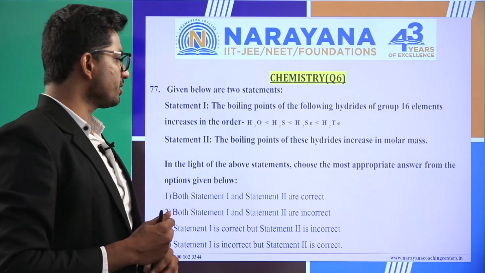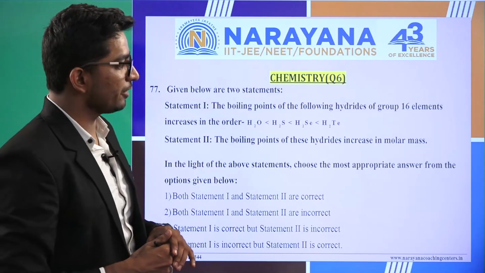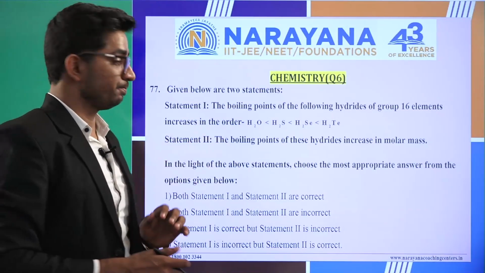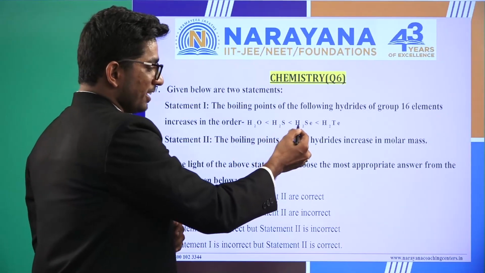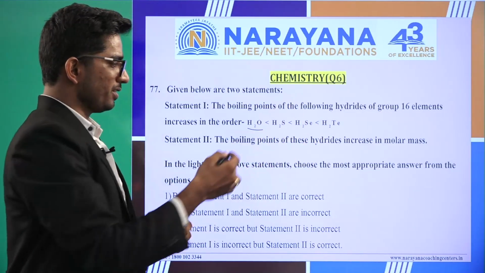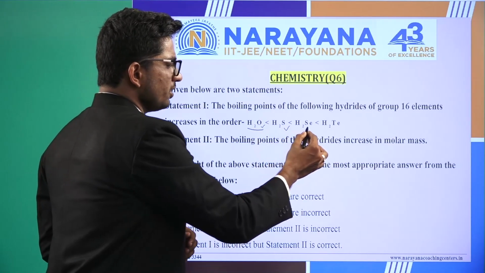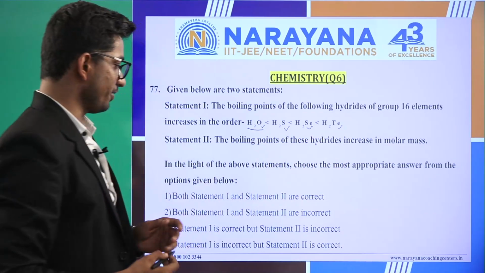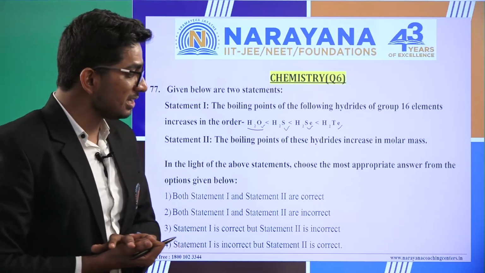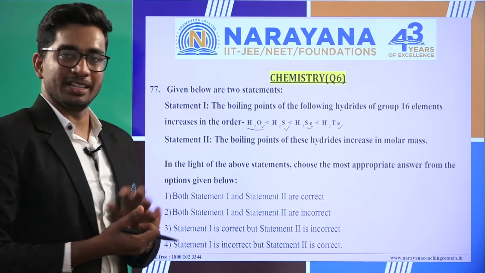Given below are 2 statements. Statement 1: The boiling points of the following hydrides of group 16 elements increase in the order water, H2S, then H2Se, and then H2Te. So we have H2O, H2S, H2Se, and H2Te. These are all the atoms from the oxygen family, and these are their hydrides. Statement 2: The boiling points of these hydrides increase as the molar mass increases. That is the meaning actually.